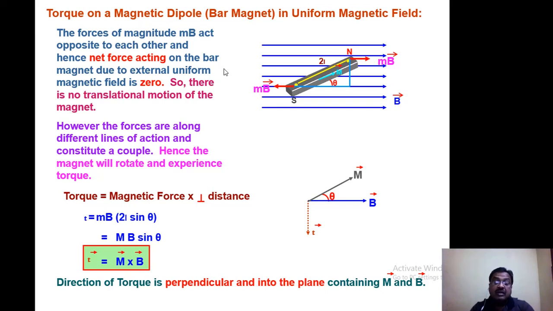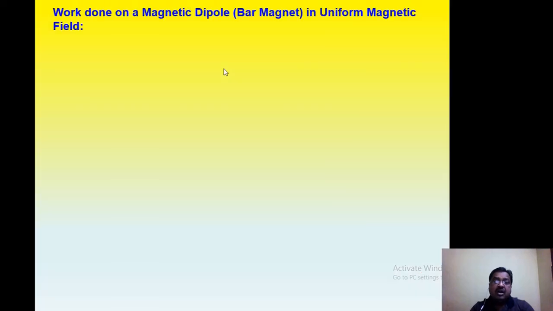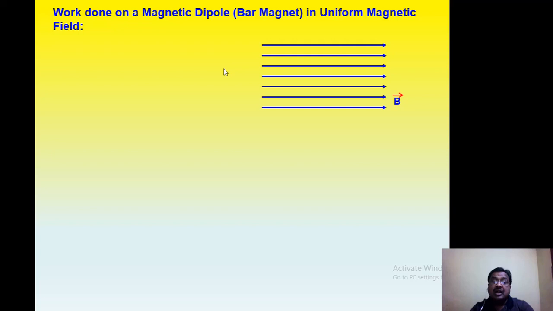We have to calculate what is the torque, or sometimes it may so happen that t will be given, m is given, b is given, and we calculate the angle of inclination theta with the field. Now let us calculate what is the work done on a magnetic dipole placed in a uniform magnetic field.